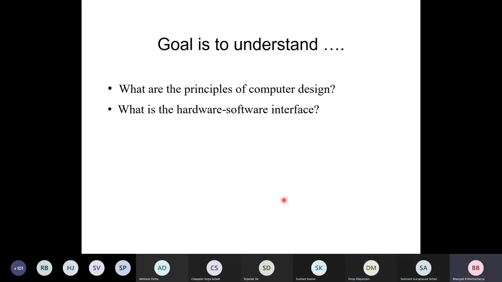Okay, so remember this point that hardware is independent. It can independently perform any task, but software cannot. It is always dependent on the hardware machine.